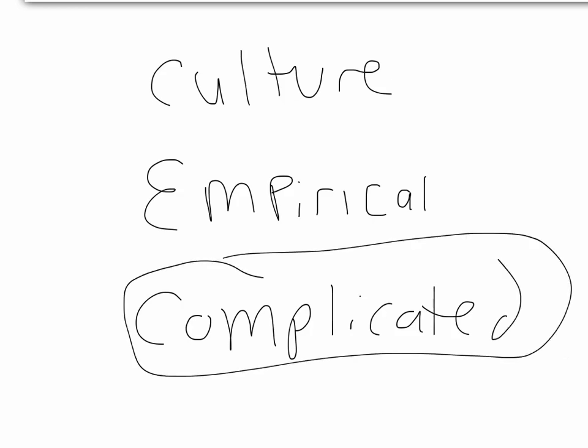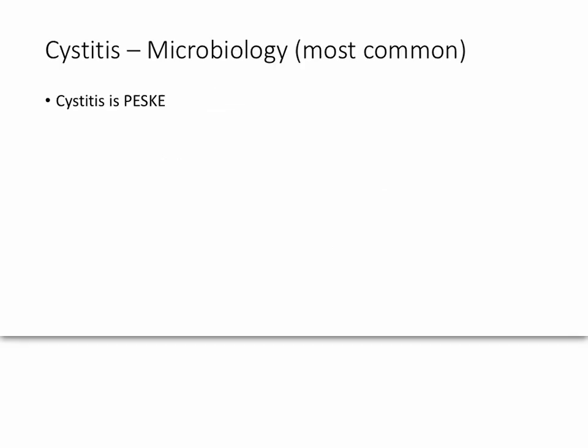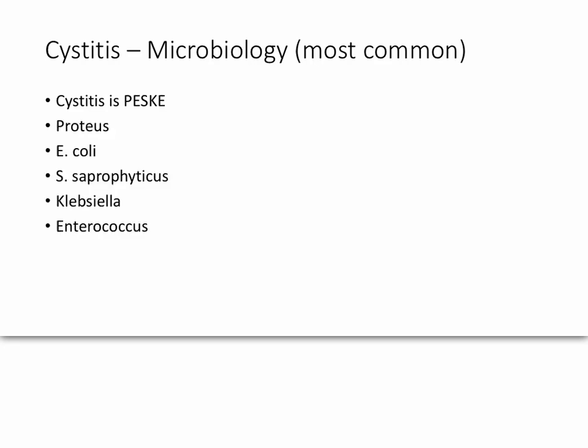while you're empirically treating. So what are the most common bacteria with cystitis? So in order to treat empirically, we got to know what's most common, right? So just remember that cystitis is pesky. And that'll tell you that it's Proteus, E. coli, Staph saprophyticus, Klebsiella, and Enterococcus are the most common. However, E. coli and Staph saprophyticus are by far the most common causes of cystitis.